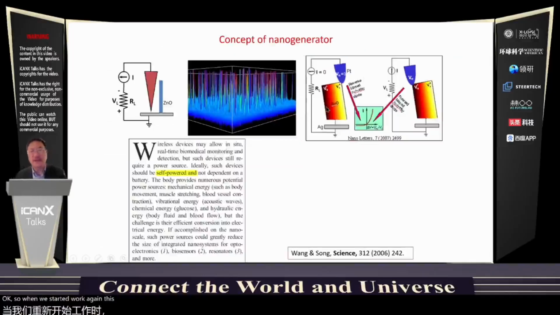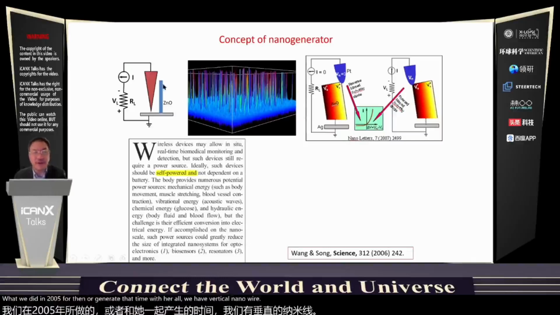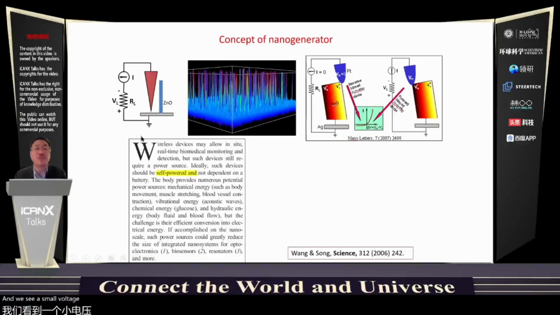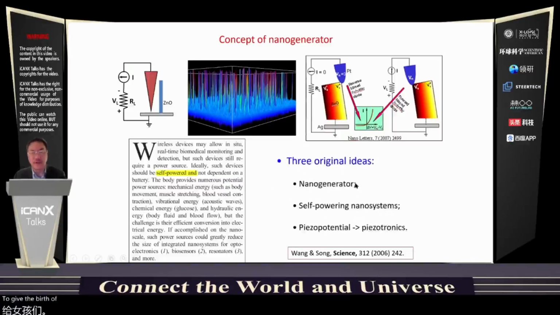Again, this is back to the work we did in 2005 for the nano generator. At that time, we had a vertical nanowire with an AFM tip triggered, and we saw a small voltage output. This later gave birth to nano generators. So when I gave the first talk on ICANX, I talked about nano generators.